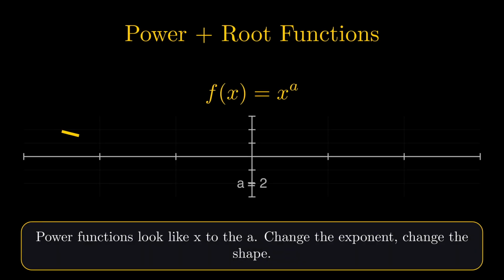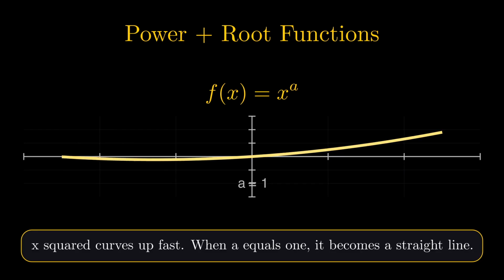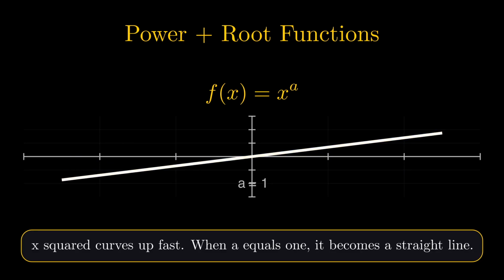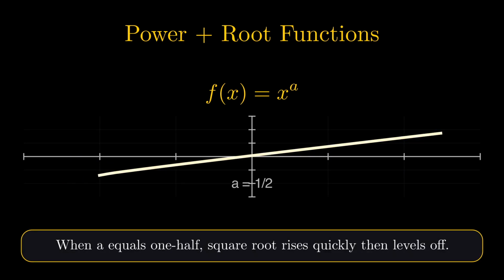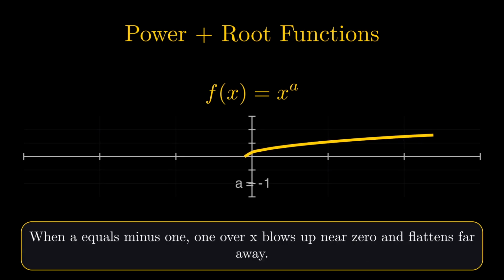Power functions look like x to the a. Change the exponent, change the shape. X squared curves up fast. When a equals 1, it becomes a straight line. When a equals 1/2, square root rises quickly then levels off. When a equals -1, 1 over x blows up near 0 and flattens far away.